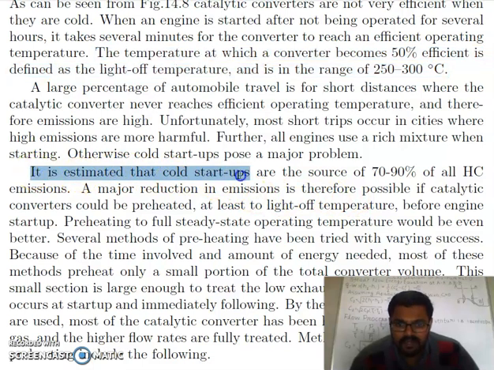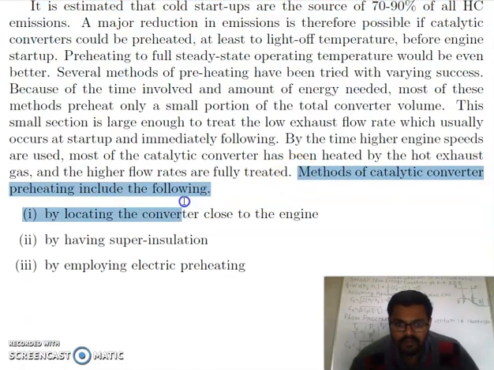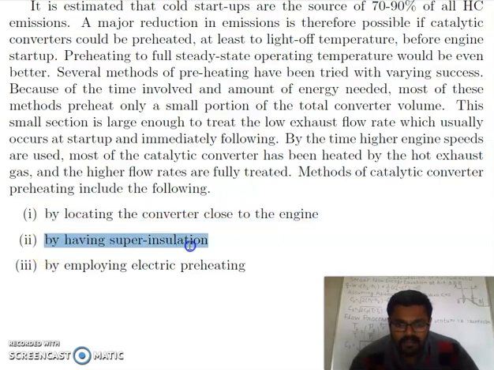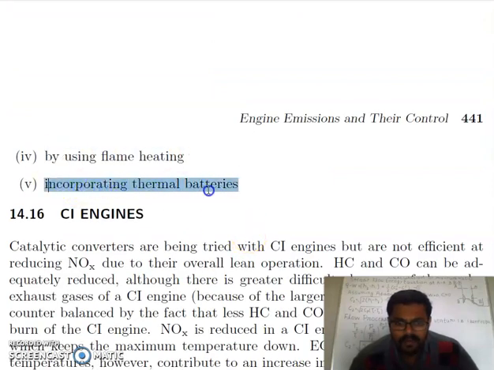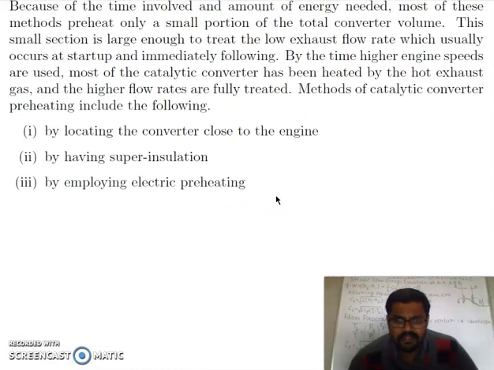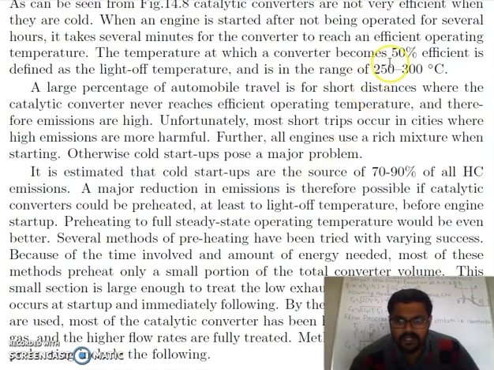It is estimated that cold starts are a source of 70 to 90% of hydrocarbon emissions. A major reduction in emissions is therefore possible if the catalytic converter could be preheated. So how can this be done? Methods of catalytic converter preheating include locating the converter close to the engine, super insulation, electric preheating, and flame heating and incorporating thermal batteries. These are the methods with which we can maintain the temperature of the catalytic converter even during startup near the light-off temperature. So up to here are the methods to control the emissions.